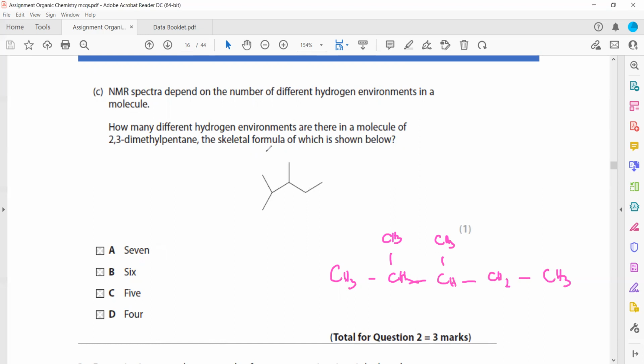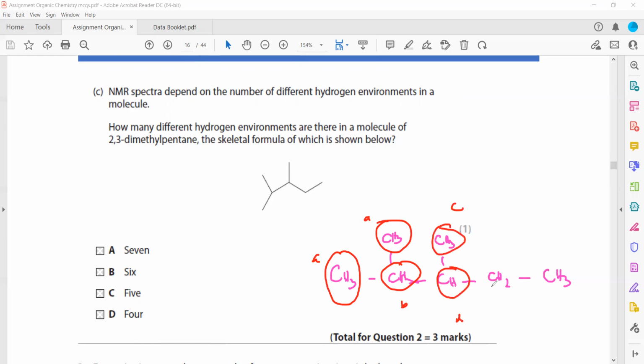So when we check, these two are 1 because they are attached with the same. So this is A. This is B because CH is there, nothing identical like this. This one is C, this one is D, this one is E, and this one is F. Why is even this CH3 different from this?